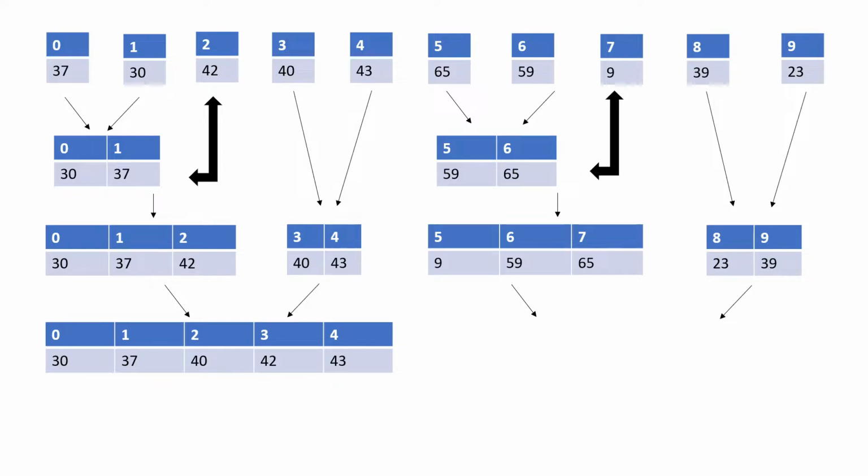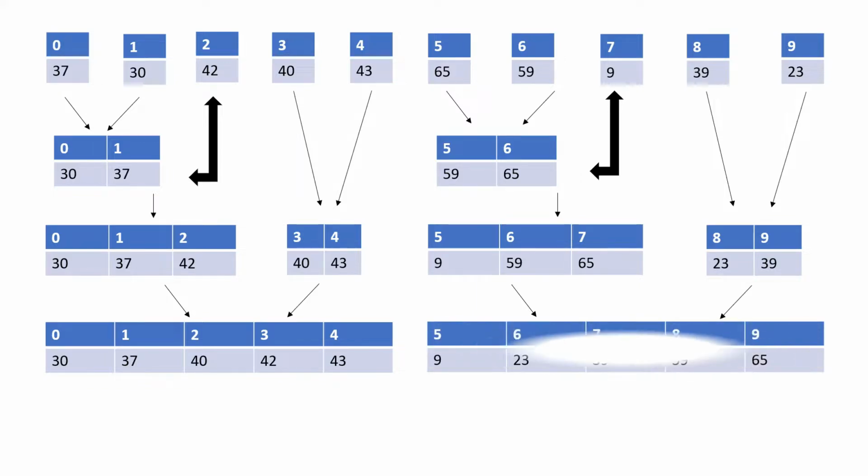59 is greater than 23. That means 23 has to be placed at index 6. 59 is also greater than 39. That is 39 has to be placed at index 7. 65 is greater than 59. 59 has to be placed at index 8. 65 has to be placed at index 9.